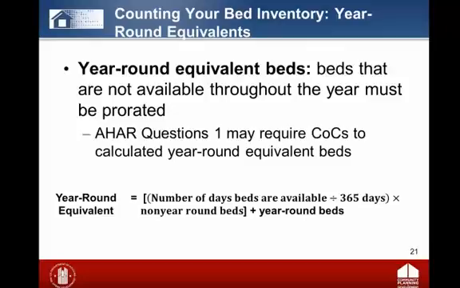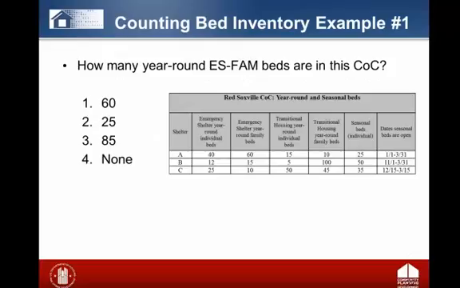It is important that you provide accurate prorated counts of the beds available to complete the AHAR question 1. The equation to do this is as follows: number of days beds are available divided by 365 days in a year, multiplied by the number of seasonal beds available, plus any year-round beds. Next, we'll walk through some examples.